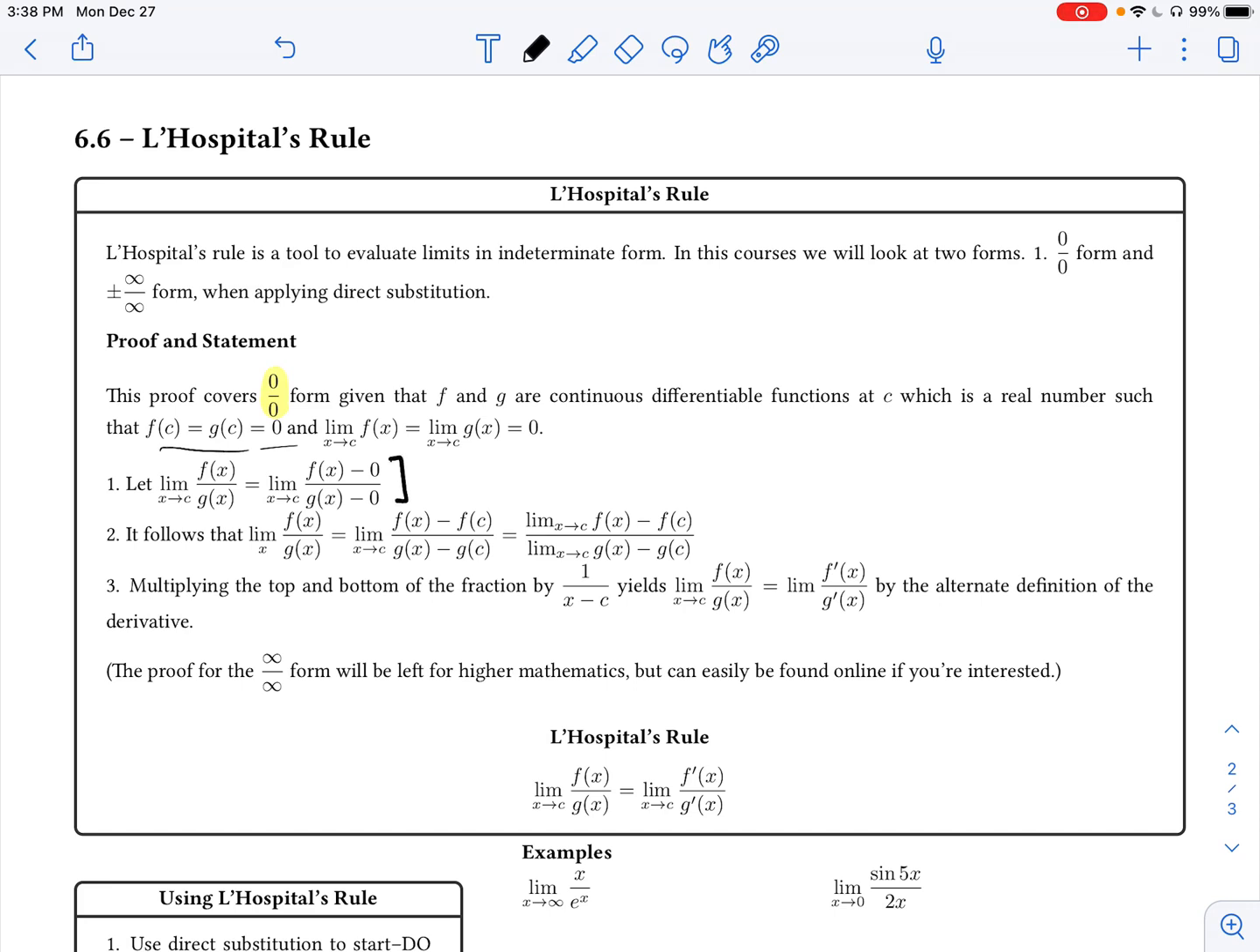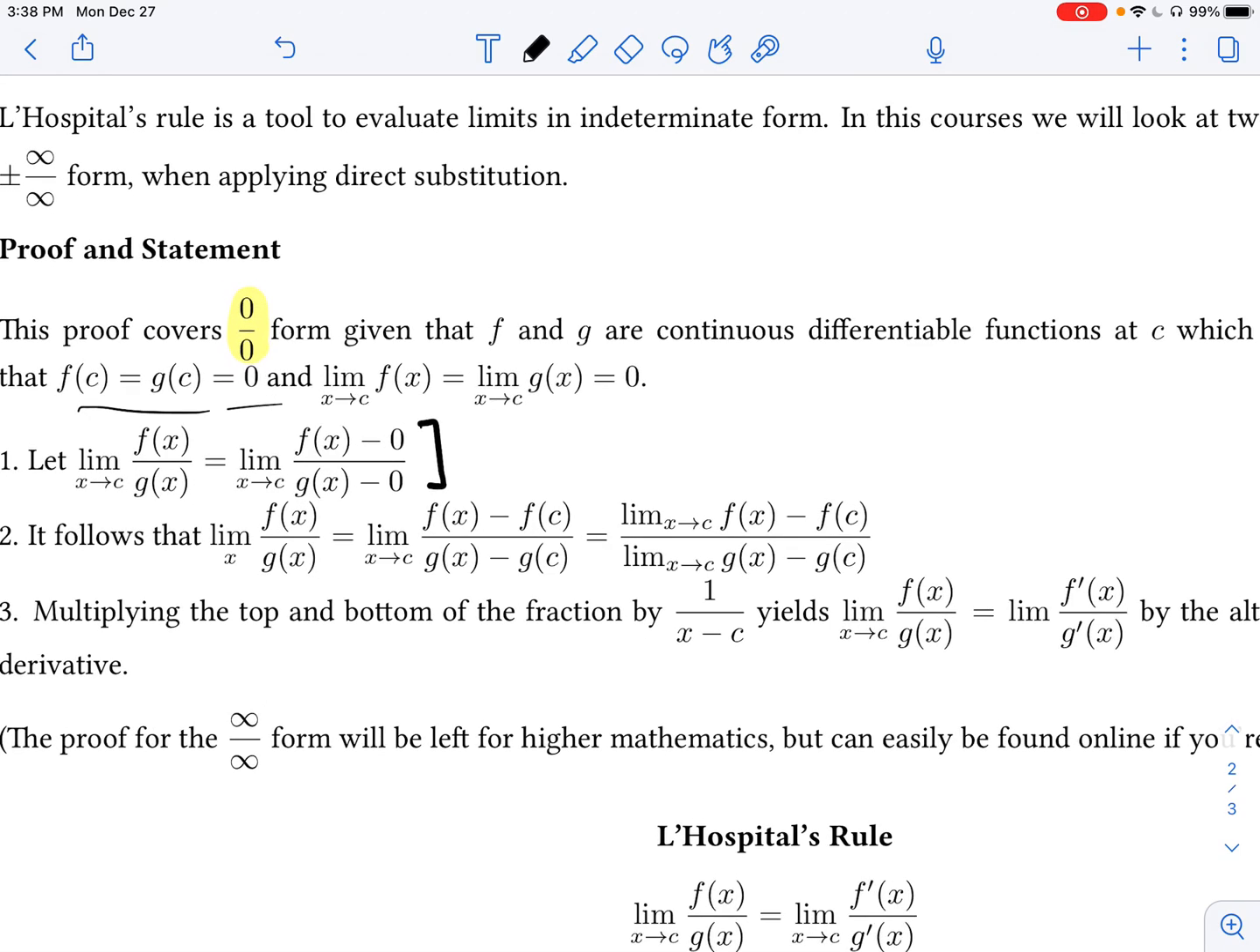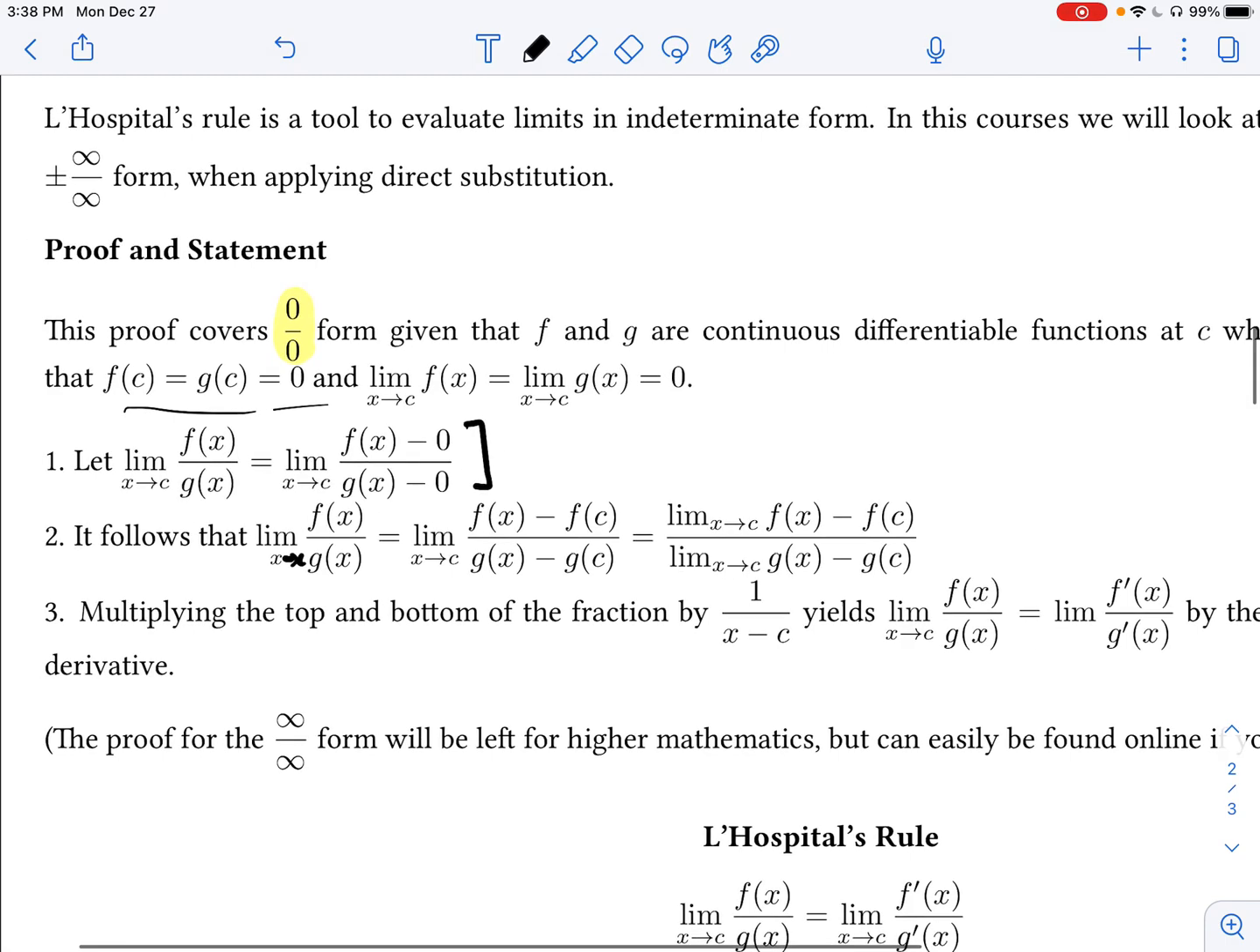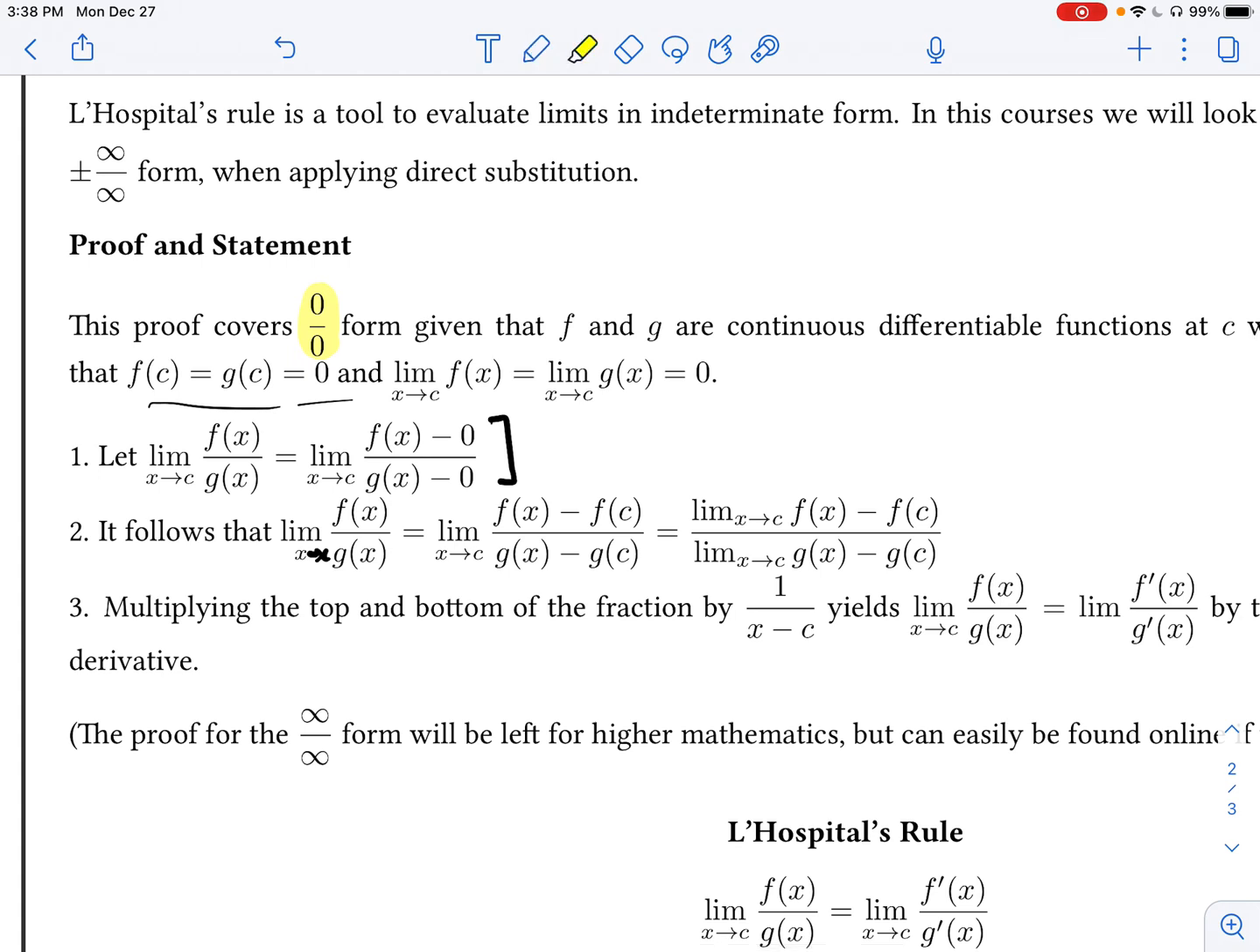Okay? And again, we're not changing the value of the functions in any way. It then follows that the limit as x approaches c would be equal to the limit as x approaches c of f of x minus f of c over g of x minus g of c, because remember, f of c and g of c are both equal to 0. So we can just replace those zeros with f of c and g of c.